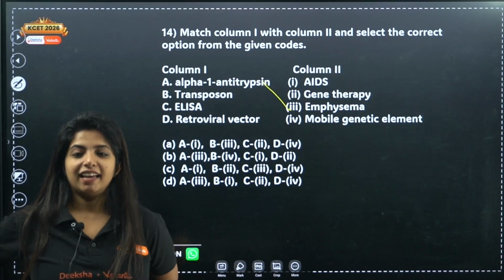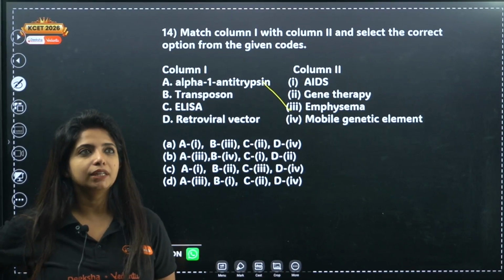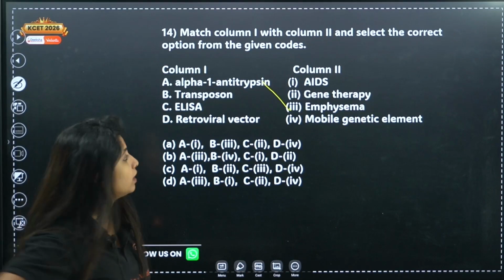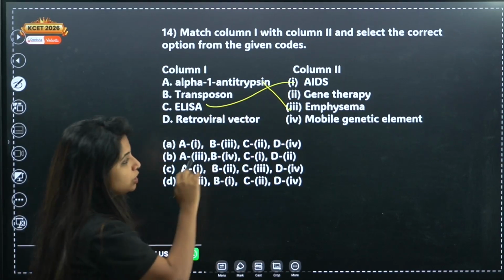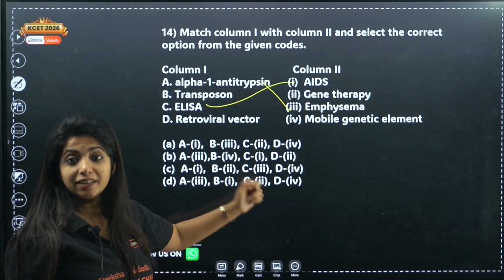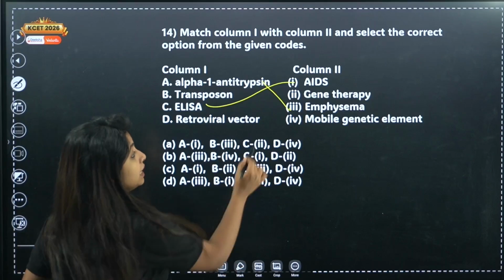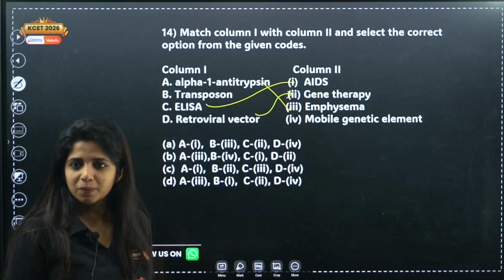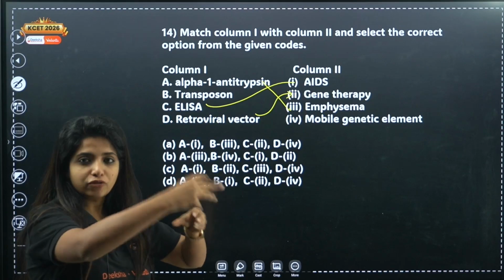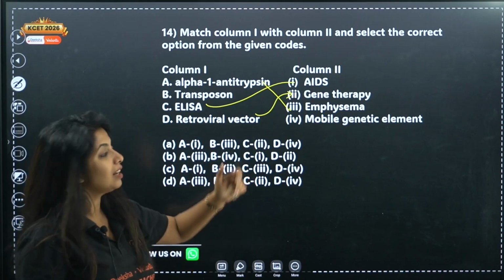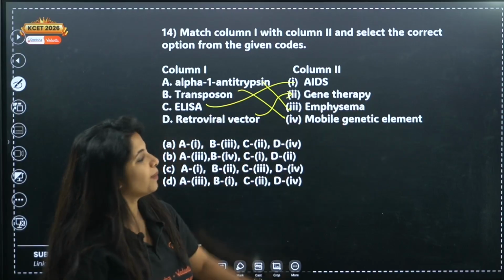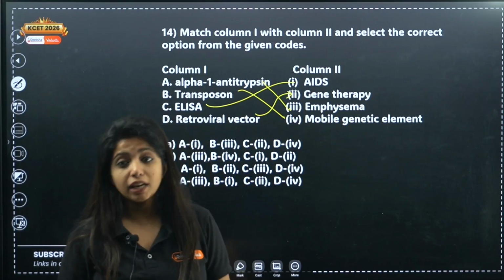ELISA is actually a detection mechanism for AIDS. We will be studying about that. I have a question for that as well, which I have put over here. I've included these questions so that all your concepts are clear from this chapter. Now there is the retroviral vector. Retroviruses act as vectors in gene therapy, because gene therapy is done in human beings. Transposons, as you can tell from the name, move and transfer. That is why they are known as mobile genetic elements. Sometimes they can cause mutations as well.